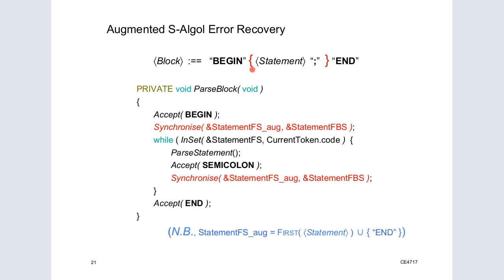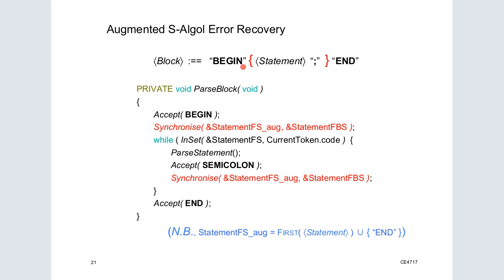So for example, for this repetition operator inside pass block, I would put a synchronize call before the while, so that I would check to see whether I have something that looks like the sort of thing that could start a statement. And then, of course, I have to remember that there might be no statement at all there, in which case I'd have to make sure to include the thing that could follow the optional block, which is an end. So what should I synchronize on? I should synchronize on the first set of statement augmented with the thing that could follow a statement.